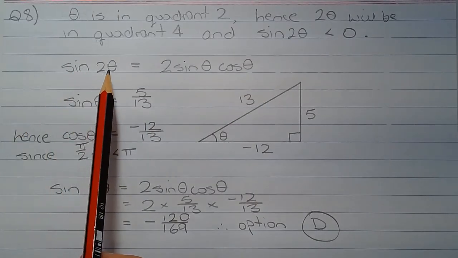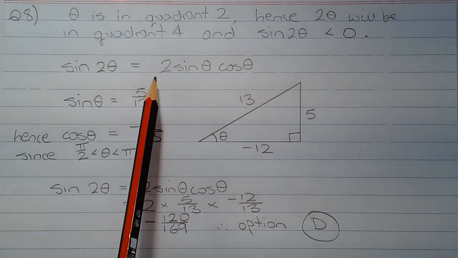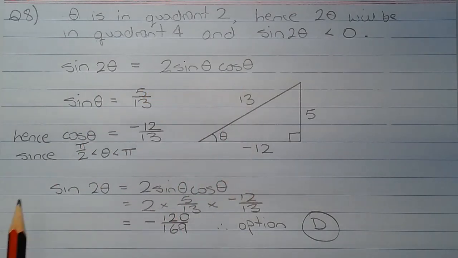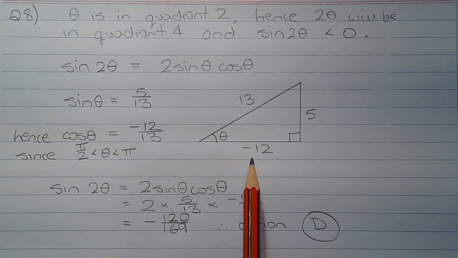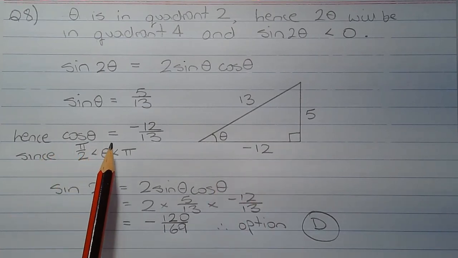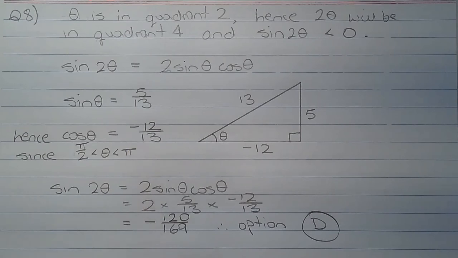Now, using a double angle expansion, sine 2 theta is equal to 2 sine theta cos theta. Now, sine theta is equal to 5 over 13, so we need to find the value of cos theta. So using a right angle triangle and applying Pythagoras' theorem, we have the hypotenuse of 13, an opposite side of 5. The adjacent side will be negative 12, since theta is obtuse. Hence, cos theta is equal to negative 12 over 13.